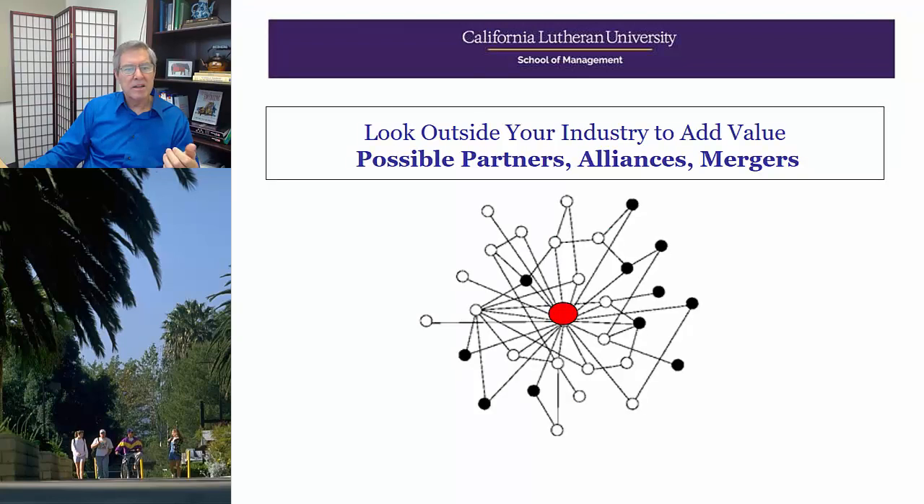And then look outside your industry to add value, possible partners, alliances, and mergers, as we talked about in the previous slide. So again, you need to go beyond your industry and outside and see who can you connect with that's got valuable resources or technology or connections.